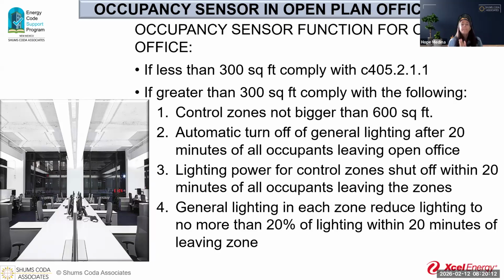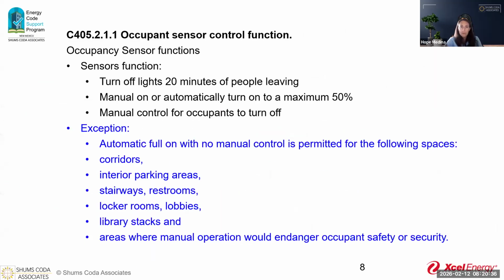So basically, it's really dependent on the size of the open office. If the size of the open office happens to be less than 300 square feet, then you're treating it like a regular space that needs an occupancy sensor. It just follows the provisions that we have here, right? It shuts off after 20 minutes of people leaving the space. You can add a manual on of 50%, and then a manual control for occupants to be able to turn it off.